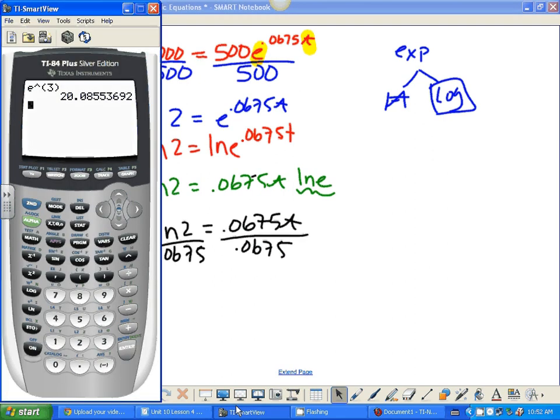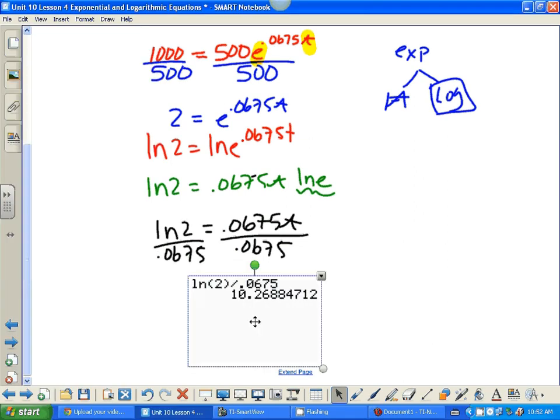Let's type that in the calculator. So I've got the natural log of 2, and we're going to divide that by 0.0675. And so it's going to take approximately 10.2, so 10.3 years. So about 10 years and 3 months.